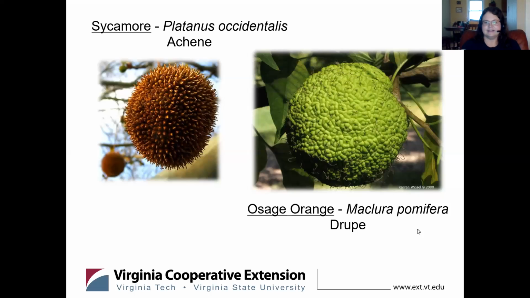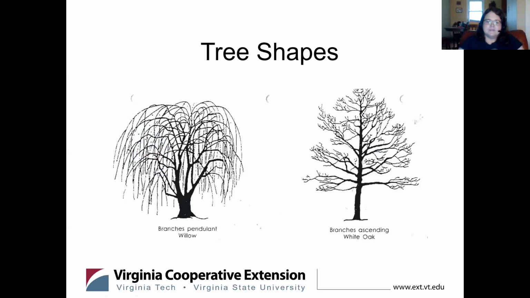Very interesting, I think. So a little bit about tree shapes, so we aren't going into this too much. But pendulent branches, that would be like a willow, on the left-hand side of this slide. And ascending branches, if you want to think about it, are more like how an oak or a maple grows.